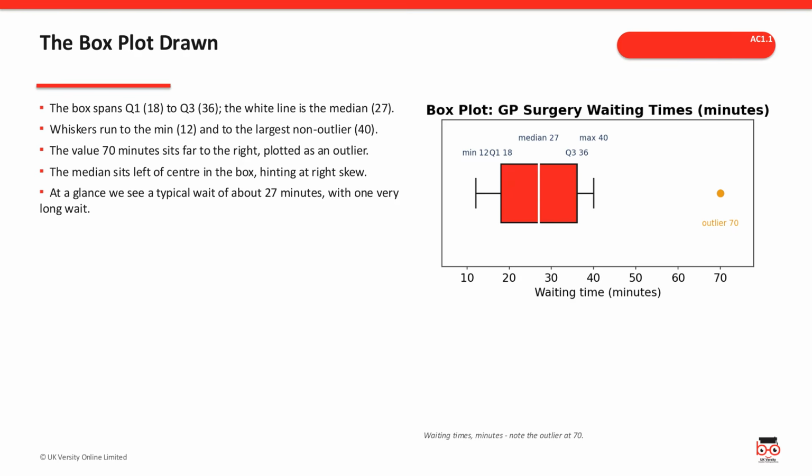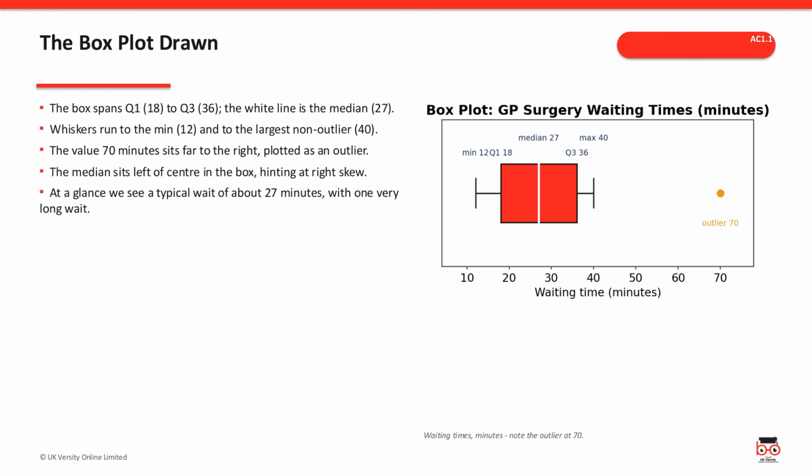Now picture that plotted. The box spans Q1 at 18 to Q3 at 36, with the median line at 27, and the whiskers reach the minimum of 12 and the largest ordinary value of 40. But there's a wait of 70 minutes sitting way out to the right, plotted on its own as an outlier.